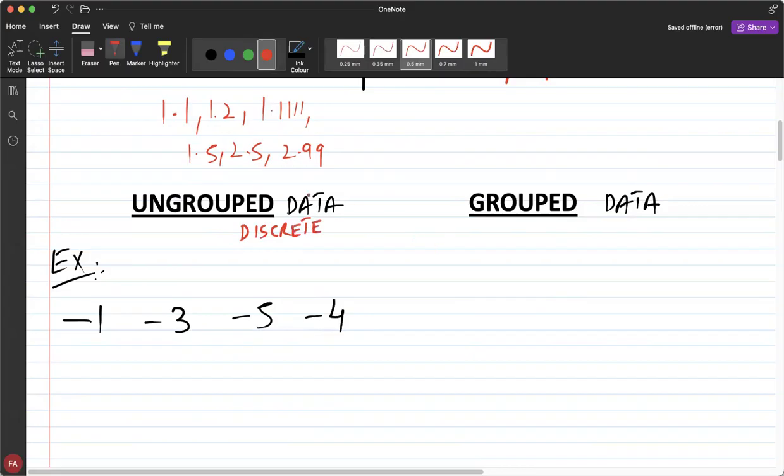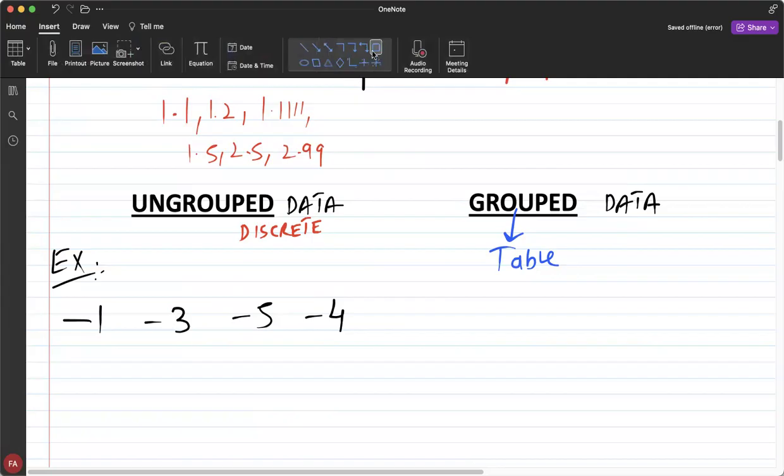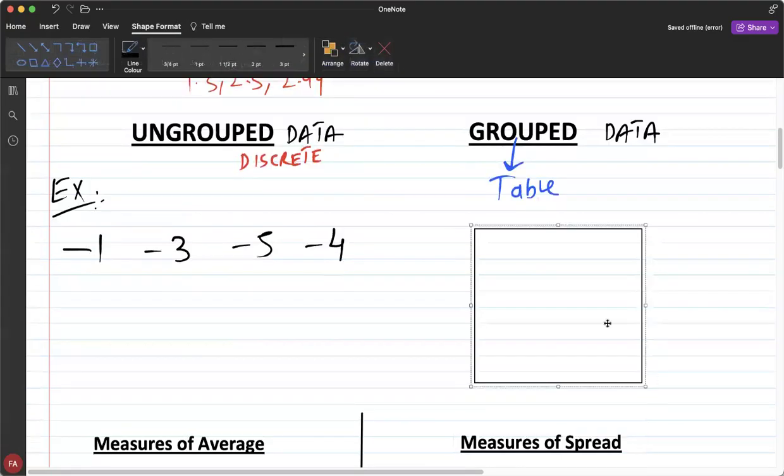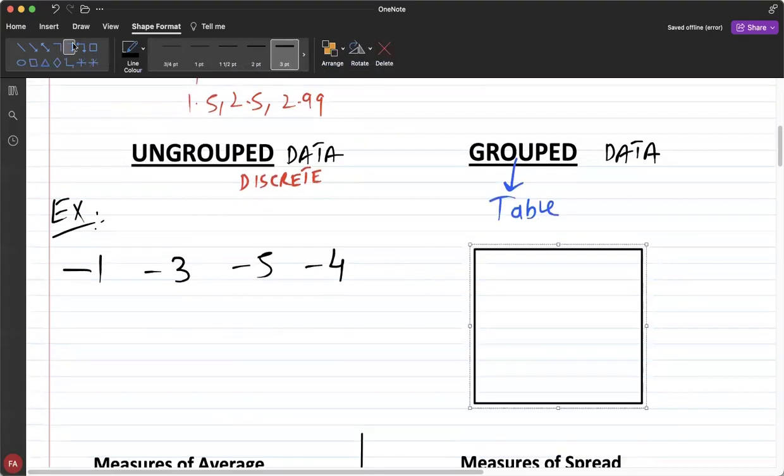In a very similar way, when I say the word grouped, you need to understand that in any question that is related to grouped, you will always be having a table. Now, can this exist as discrete data, or could it exist as continuous data? It can exist in both ways. And again, you'll be able to understand this better with an example that we'll be doing in just a while.